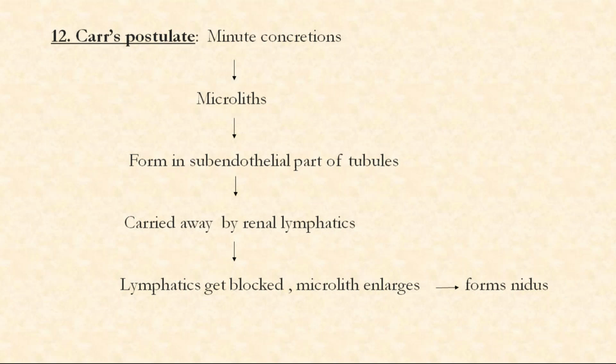The next one is Carr's theory, the Carr's postulate theory. Here, microliths are developed. Minute microliths are developed in the kidney itself. These arise from the subendothelial part of the renal tubules. These microliths are carried out by the lymphatics. When there is obstruction in the lymphatics, the microliths enlarge and produce the stones. That is called Carr's postulation theory.